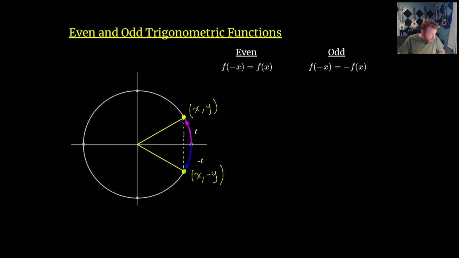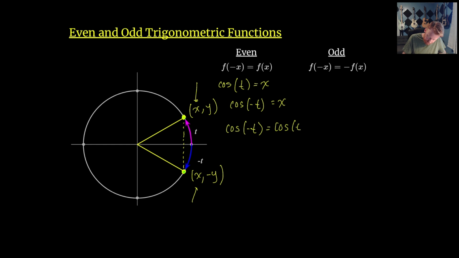So if I'm thinking about, let's start with cosine. Cosine of t, we're plugging in t. Cosine of t is equal to x. So that's this guy right here. And if I look at cosine of negative t, well, that's also just x. So here what we see is that the cosine of negative t is equal to the cosine of t, which tells me that cosine is even.